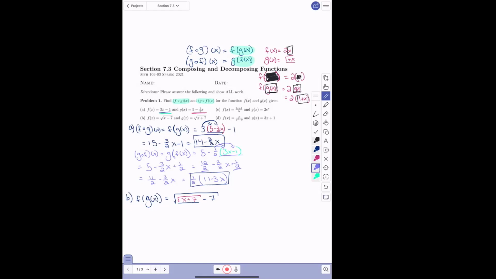Next, we have g of f of x. So I write out my g function, which is the square root of x plus 7. And my f of x function is square root of x minus 7. Any questions there?